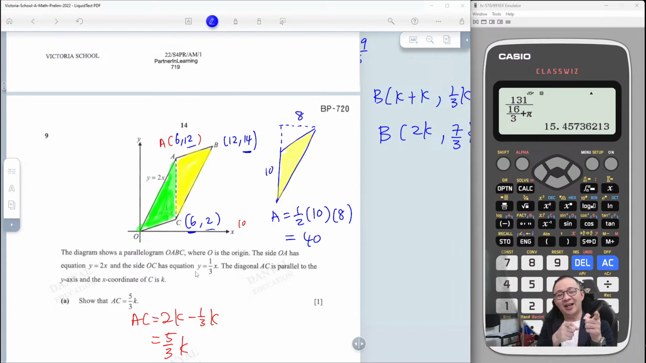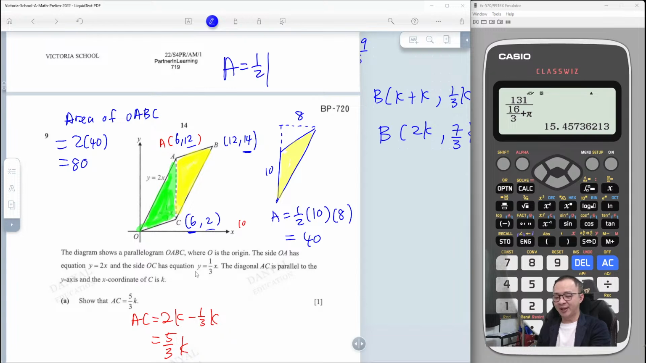Since the yellow color and the green color are the same, the area of parallelogram OABC will be double of 40, which is 80. Yep, this is one of the ways. Of course, you can still use the simple modulus method. O, A, B, C, repeat O, then you just insert the coordinates and solve it. Then you should be fine. You can use this method if you want to.